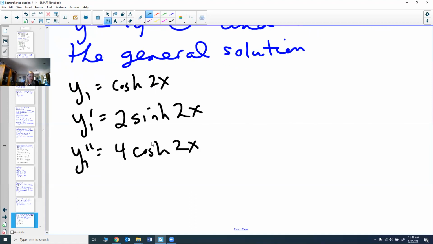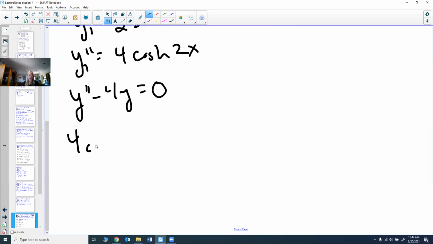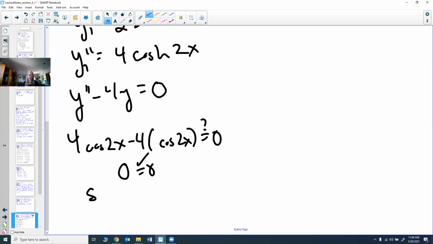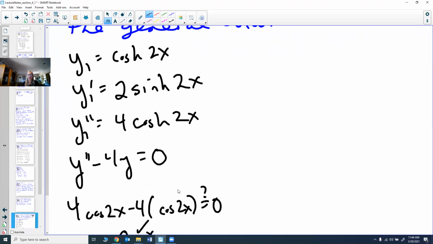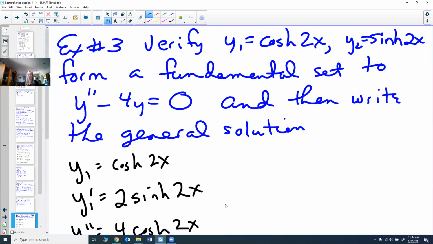And then we want to know if this is in fact a solution. So remember our differential equation is y double prime minus 4y equals 0. Plugging that in, we're going to get 4 cosh 2x minus 4 times the cosh of 2x. And does that equal 0? Well, you can see 0 equals 0. So it is a solution. Let's do the exact same thing with the other solution.